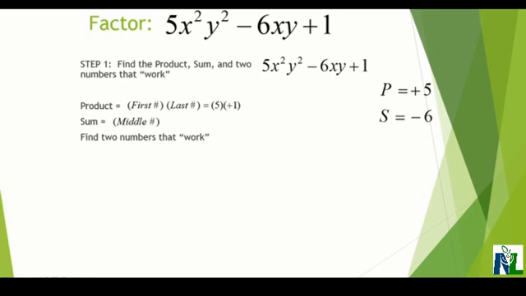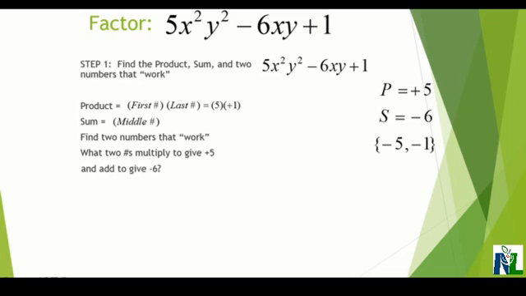Once again, we want to find two numbers that work, or two numbers that multiply to give us positive 5, and at the same time add to give us negative 6. This is where it can get a little more difficult, because now not only are we looking for two numbers that work, we really have to concentrate on the signs. Remember, the only way to multiply and get a positive number is to multiply two positives or to multiply two negatives. And in this case, both our answers are negative.